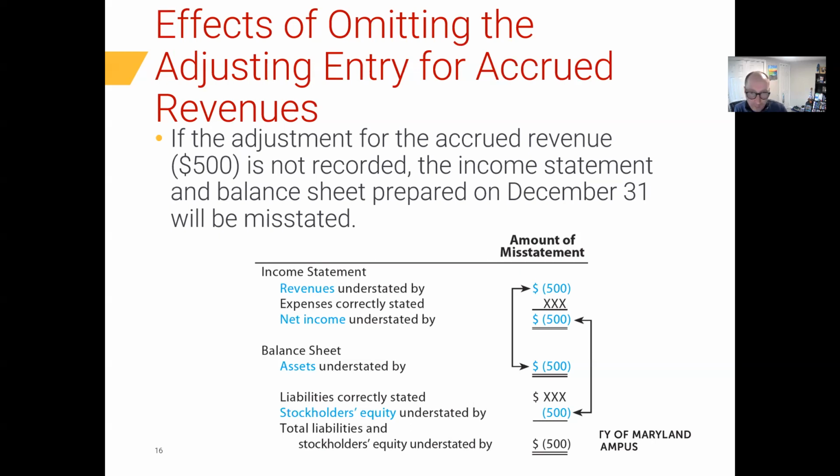So if we did not yet make the adjusting entry, the report is misstated. In other words, I am under-reporting revenue by $500. I have not yet recorded the $500 sale, or the revenue earned, right? Because of that, I understated my revenues by 500, which means I understated my cash by 500. I also understated my net income by 500, which also means that I understated my stockholders' equity by 500.